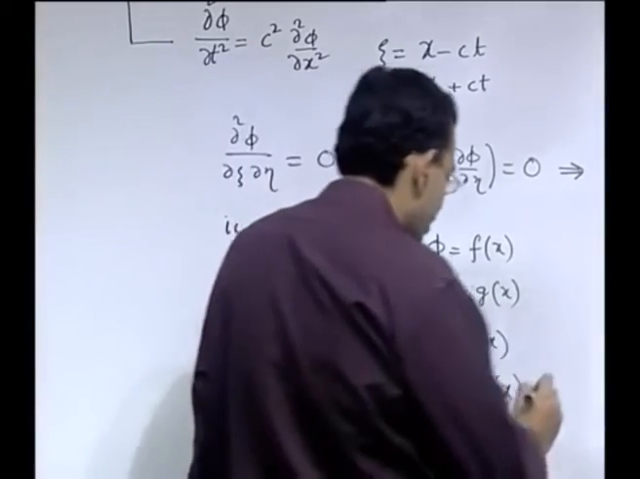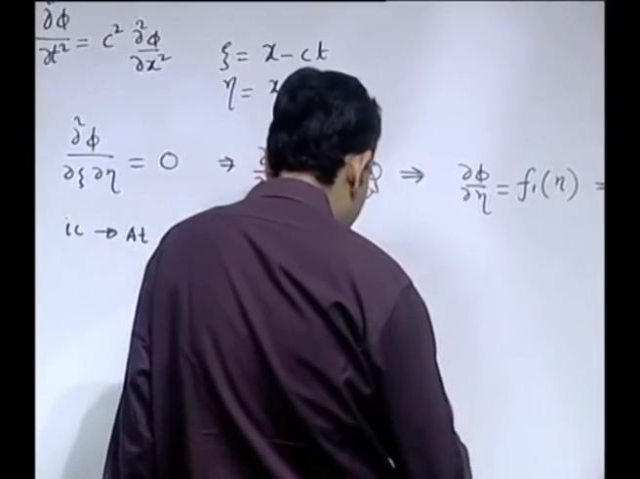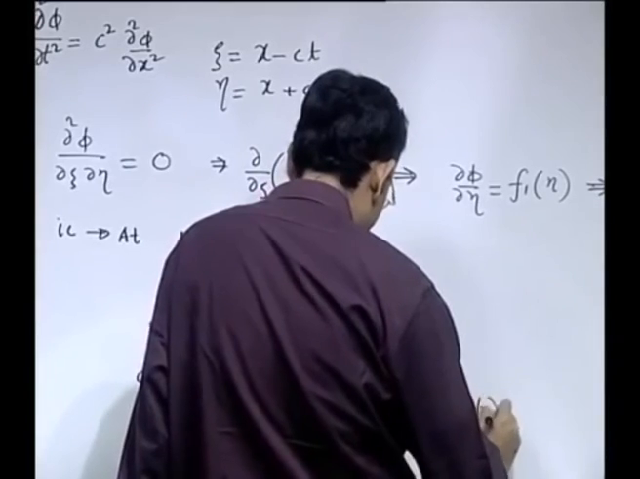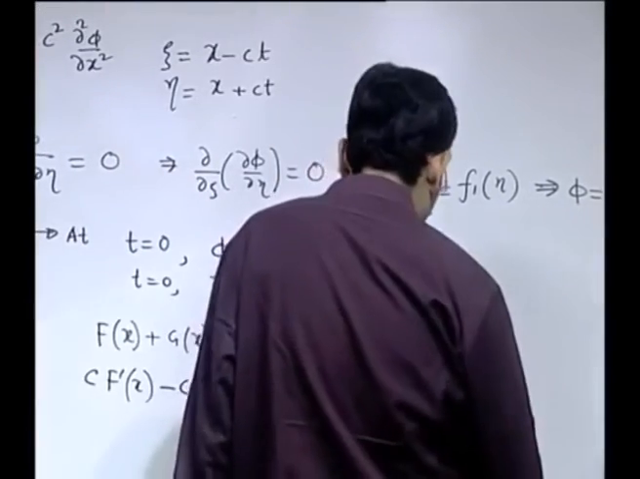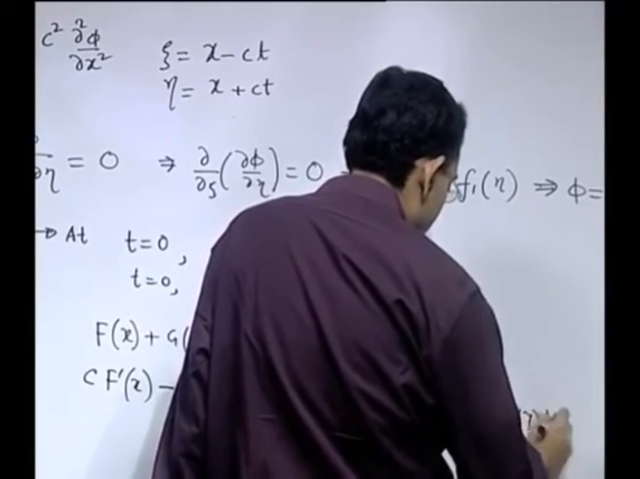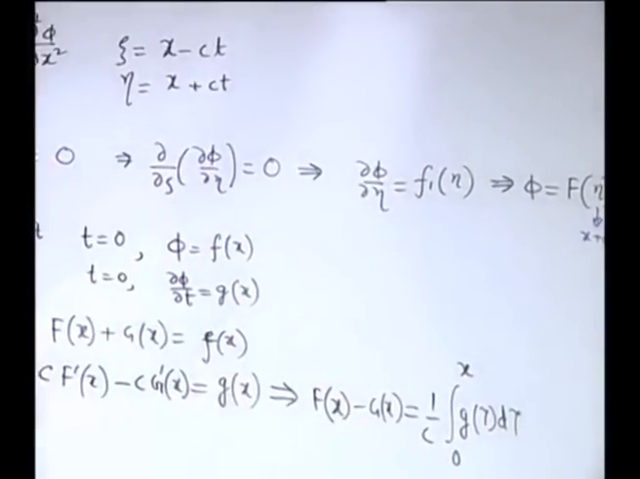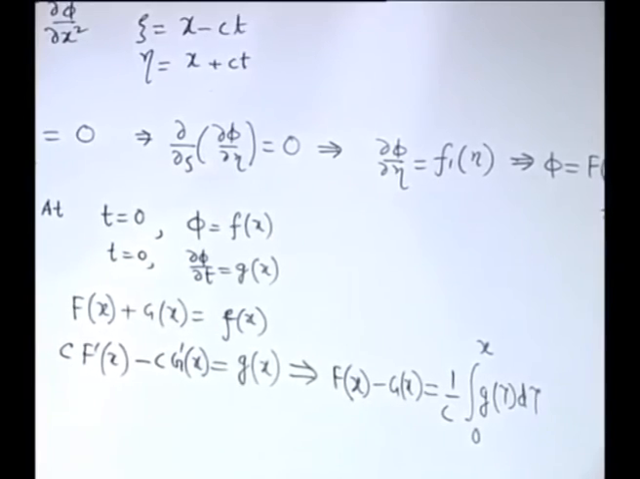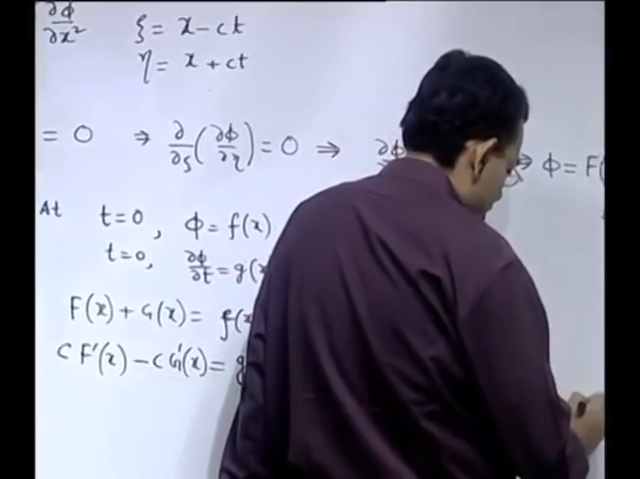So from here you will get F of x, if you integrate it, minus G of x is equal to 1 by c, you can just make a change of variable, plus you can put some constant of integration.